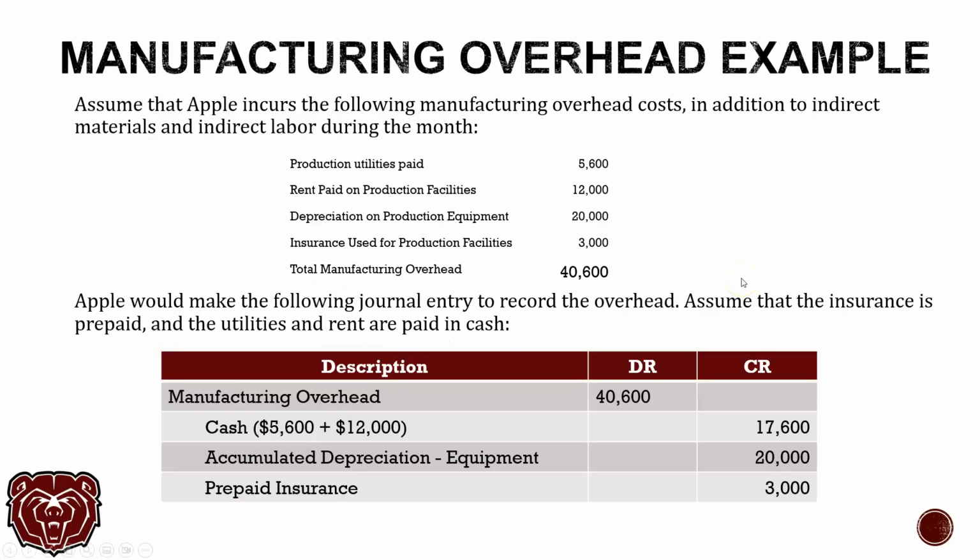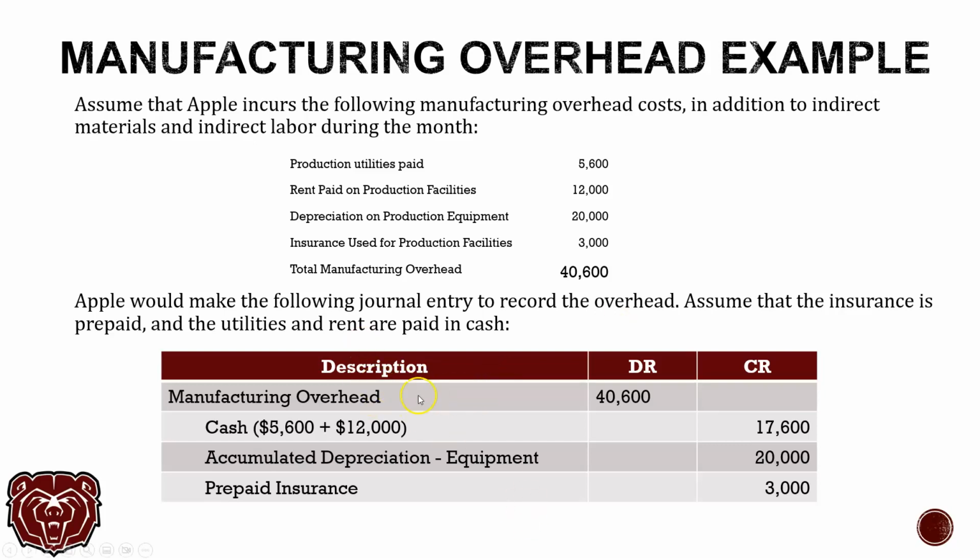So let's take a look really quickly at a manufacturing overhead example. Okay, so let's assume that Apple incurs the following manufacturing overhead costs. In addition to the indirect materials and indirect labor during the month, they paid utilities of $5,600. They paid rent on the facilities of $12,000, depreciation on production equipment, insurance, and then we had a total manufacturing overhead of $40,600. Okay, we would need to make, if we were Apple, the following journal entry to record this overhead. Okay, we're going to assume that insurance is prepaid and utilities and rent are paid with cash. Those are just assumptions that we're going to make.